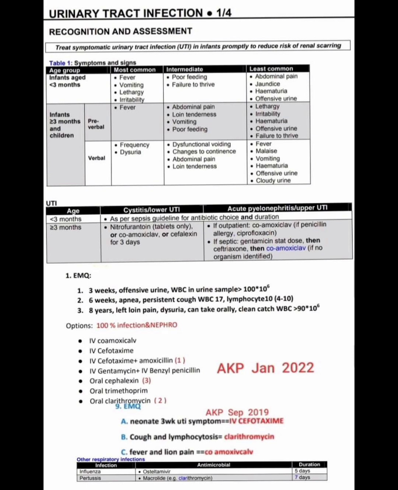Now there is another EMQ question. Neonate, 3 weeks, UTI symptoms. We know 3 weeks, so we give IV cefotaxime. Next one, cough and lymphocytosis, that is pertussis, we give macrolide, clarithromycin treatment. And the last one, fever and loin pain, we give coamoxiclav. This is all about urinary tract infection.